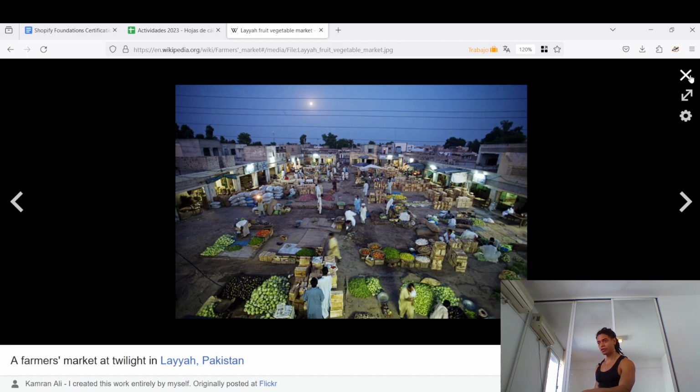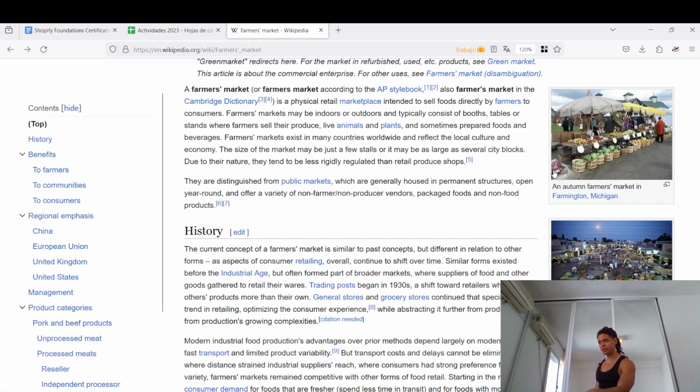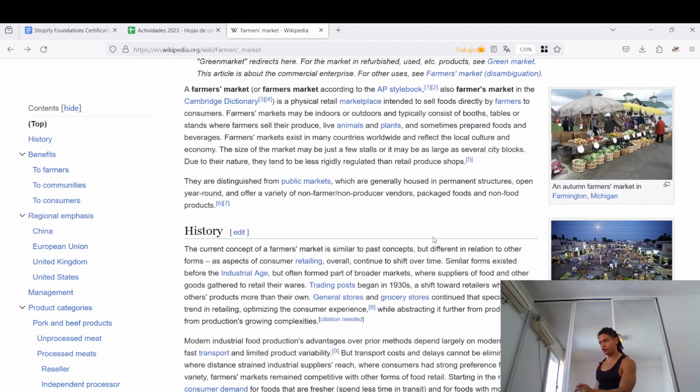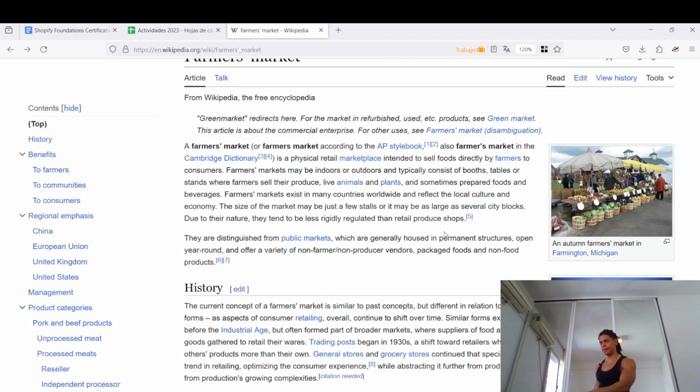This is interesting because, after all, this is part of human nature. I have all of the things I would like you to exchange here. This is beautiful, man, because this is one of the reasons why I'm building my personal brand. A farmer market, according to the Cambridge Dictionary, is a physical retail marketplace intended to sell food directly by farmers.